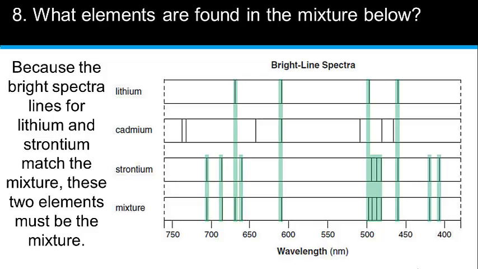So because the bright line spectra for lithium and strontium match the mixture's, these are the 2 elements that are found in the mixture.